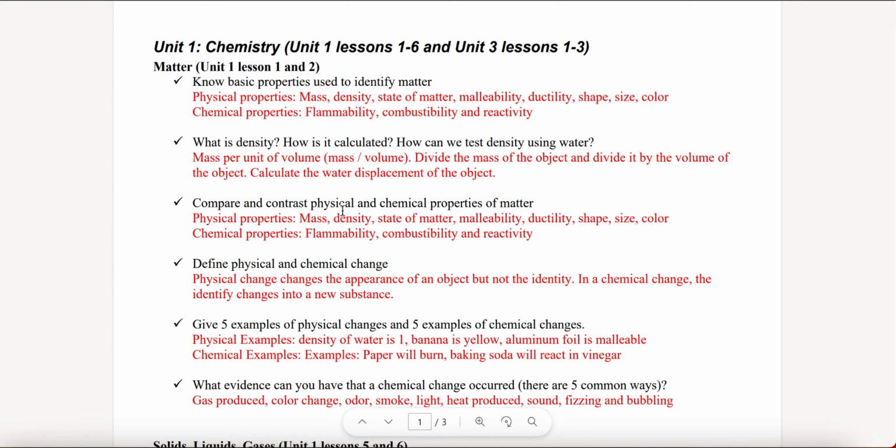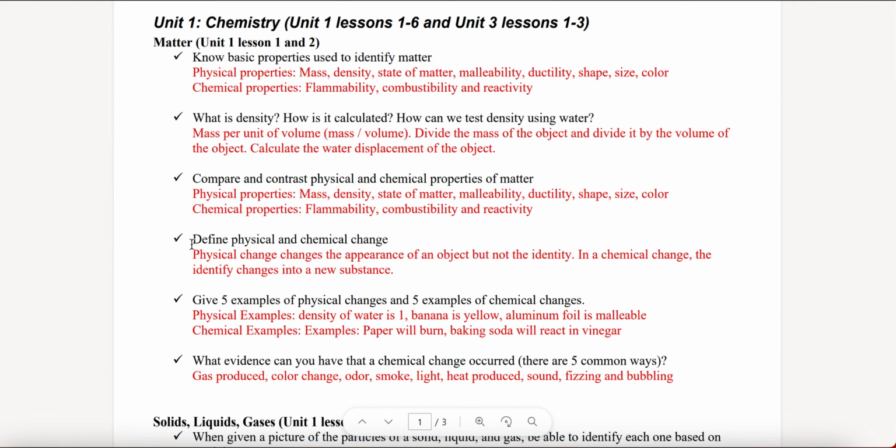Compare and contrast physical and chemical properties of matter. So for the first question it said to identify matter. Now we gotta compare and contrast physical and chemical properties of matter. So here it says physical properties: mass, density, state of matter, malleability, ductility, shape, size, color. It's kind of like the same answer as the first question, but it's also comparing and contrasting. For chemical properties: flammability, combustibility, and reactivity.